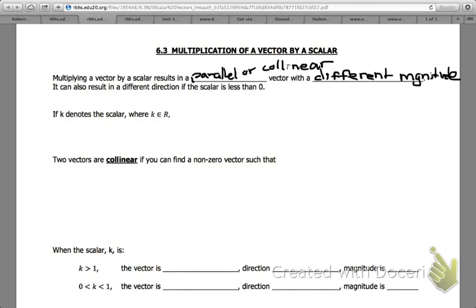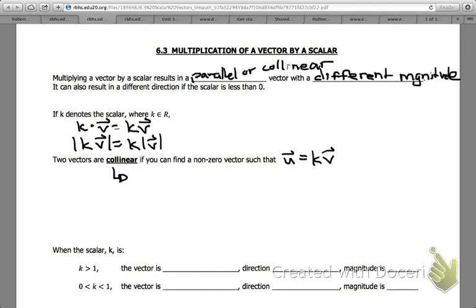So, stating that if k denotes the scalar, where k is an element of the real numbers, k times the vector v is equal to k times the vector. And the absolute value of k times our vector v is equal to just |k| times the magnitude of v. So two vectors are collinear if you can find a non-zero scalar k such that the vector u is equal to our scalar k times our vector v.